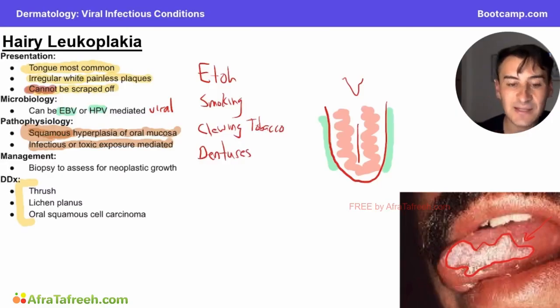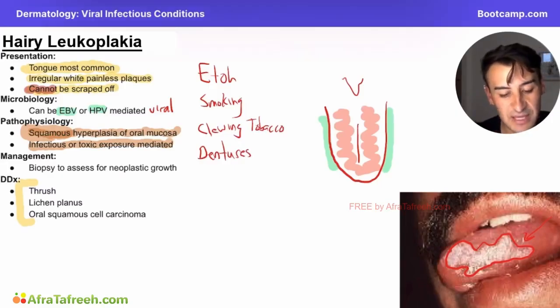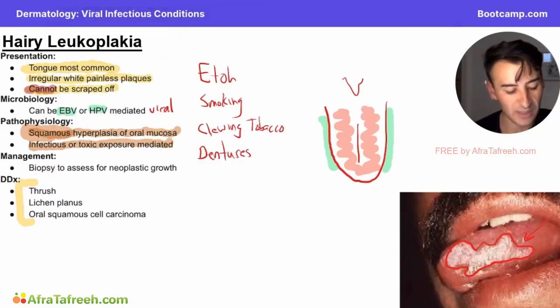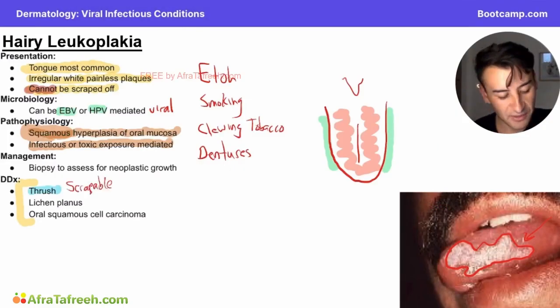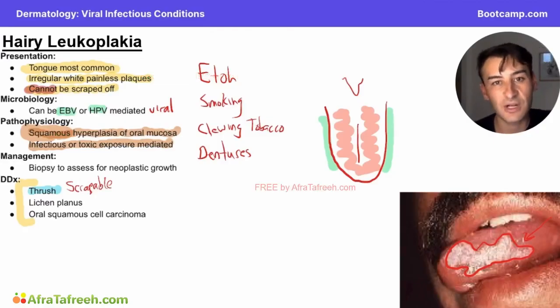So now let's get down to our differential, which was the important thing that I really wanted to point out. So we talked about thrush and how thrush is important because thrush is scrapable, right? And thrush is also going to respond to a fungal therapy. So we know that thrush is due to a fungus, whereas hairy leukoplakia will be due to viruses or caustic insult. Next, let's talk about lichen planus.